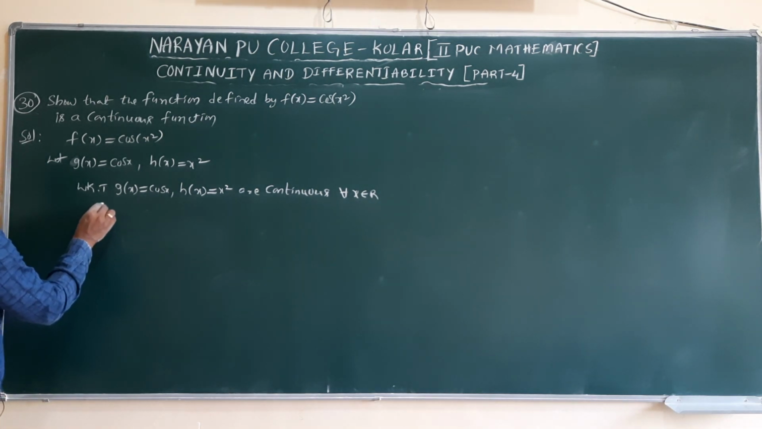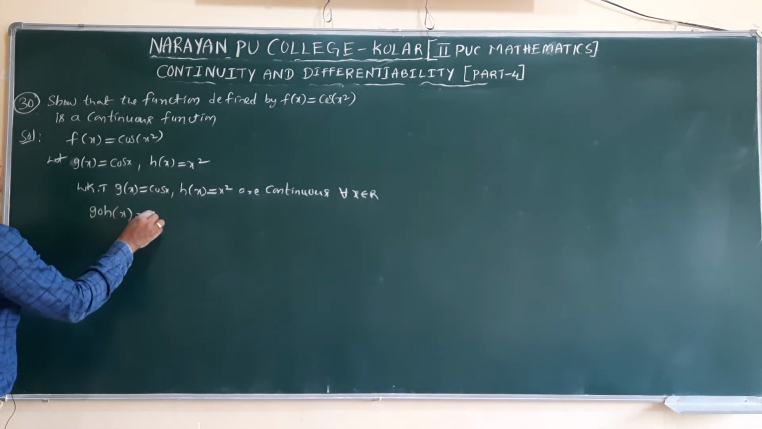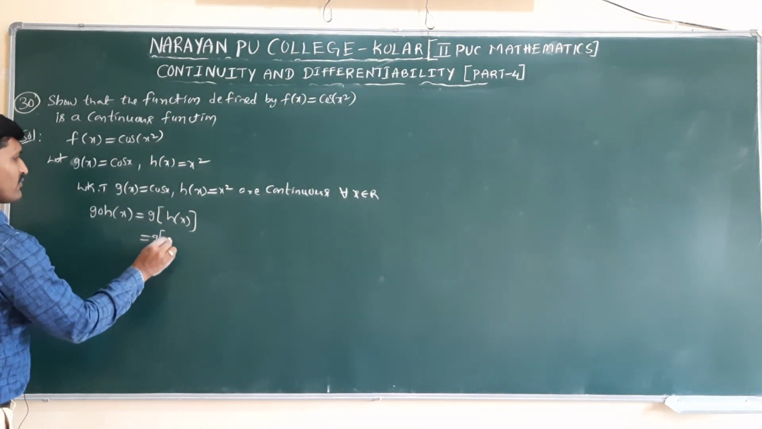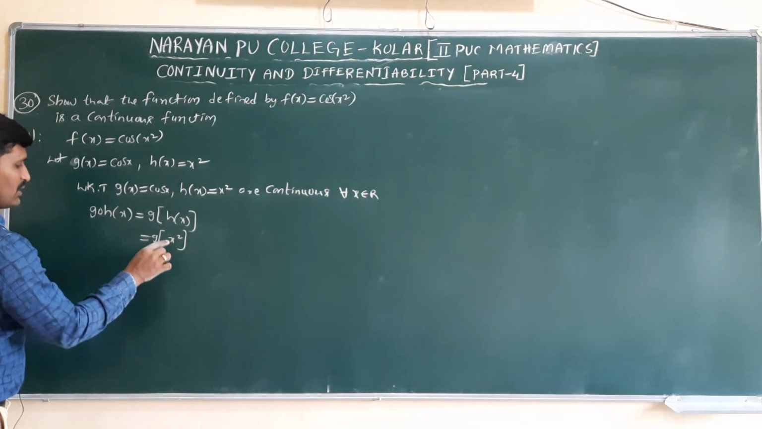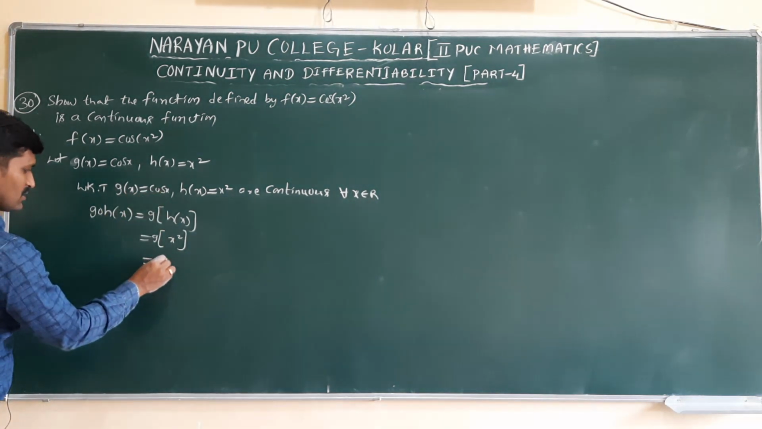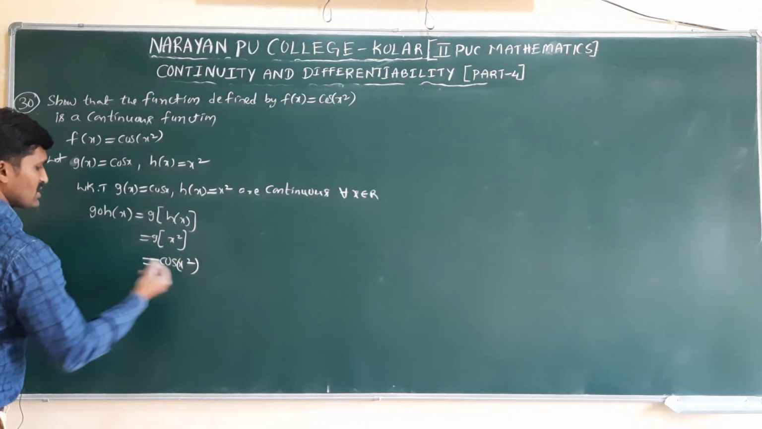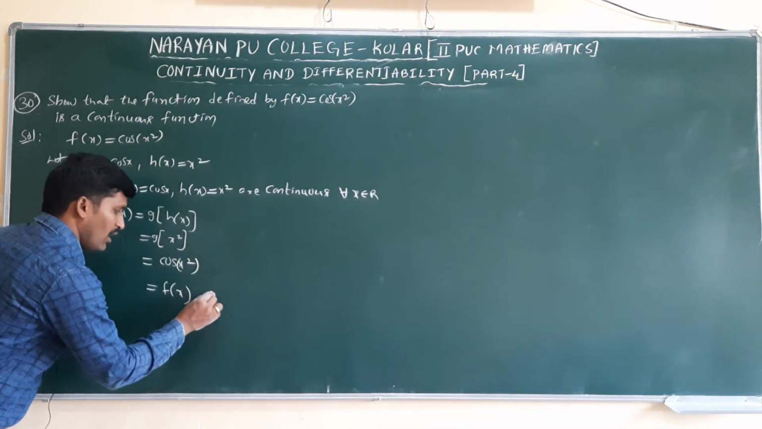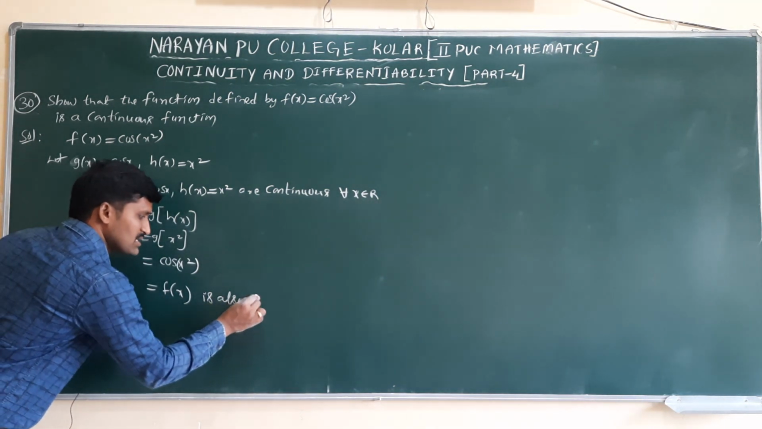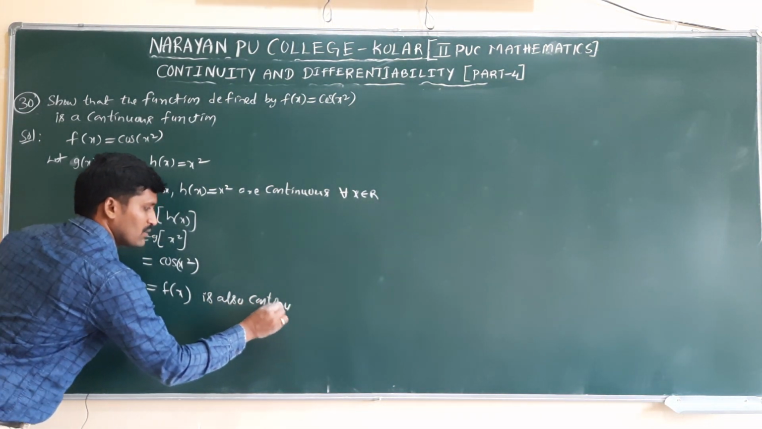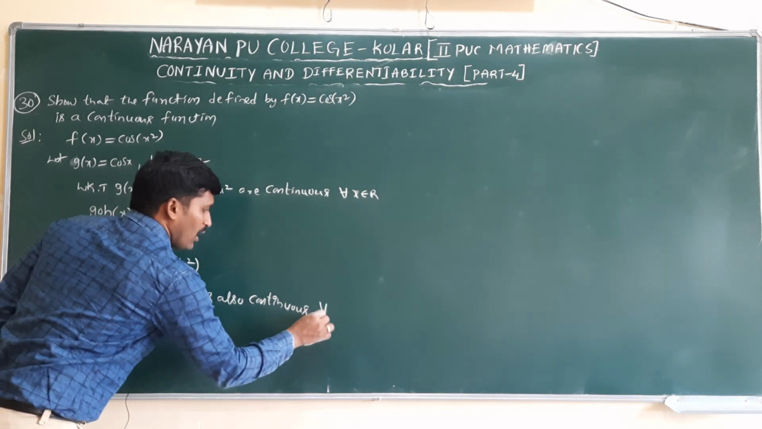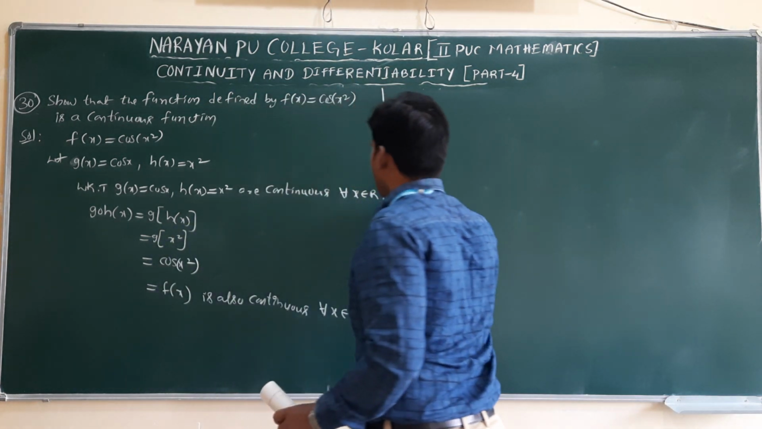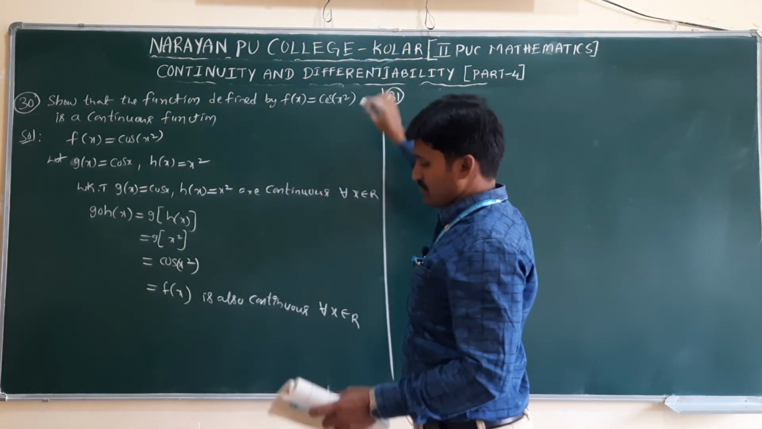Now, what I am taking is g circle h of x, g of h of x. What is h of x? x square. This value we substitute in g of x in the place of x, giving cos of x square. That's why this cos of x square, which is nothing but f of x, is also continuous for all x belongs to R. That's all. Next, question number 31.